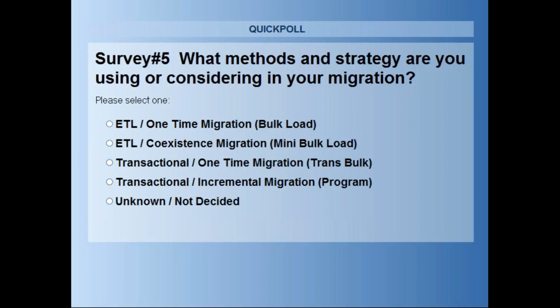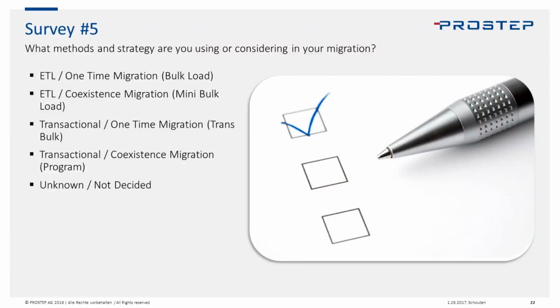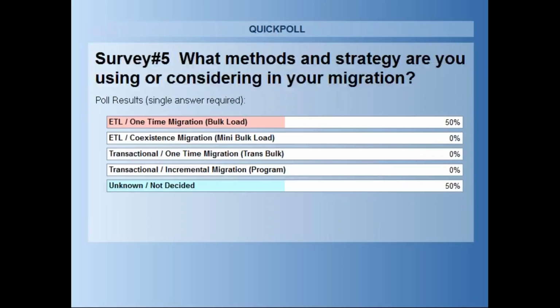This one looks like it's going to be unanimous unless somebody jumps in here. Okay, let's share this one. This is interesting. So it looks like most of the people either haven't decided, which is fine, or they're really thinking about a bulk load. And that's good. You know, we do all of them. There isn't any one right answer between a bulk load and a coexistence, and again, certainly if you're not decided, then you're at the right place, right?